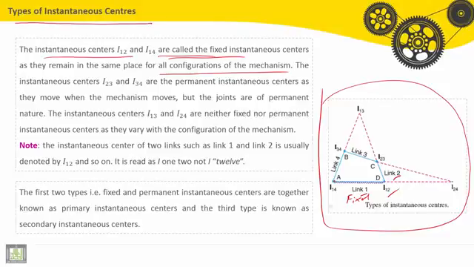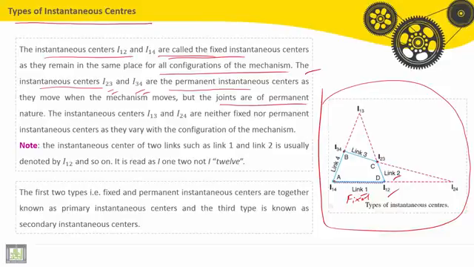So the configuration of the system, if link 4 make rotation or link 2 make rotation and link 3 move, I14 and I12 remain in the same place. The instantaneous centers I23 and I34 are called permanent instantaneous centers as they move when the mechanism moves, but the joints are of permanent nature. I23 and I34 are called permanent.